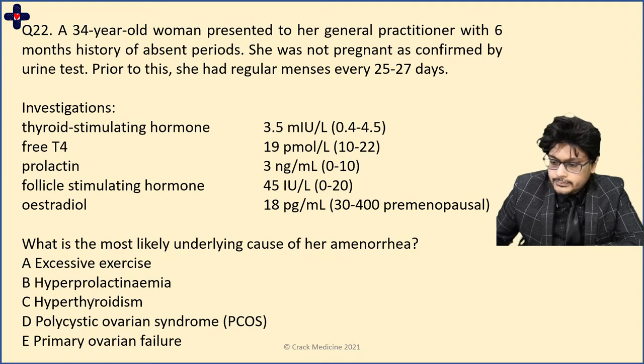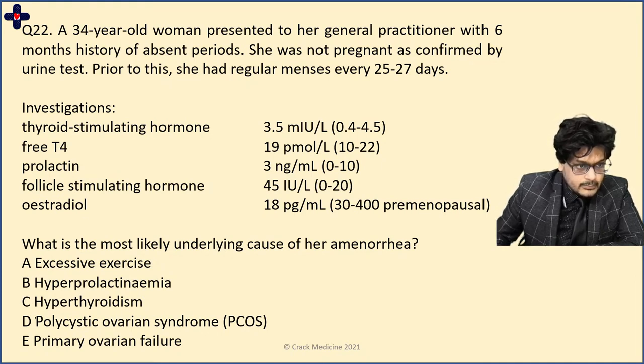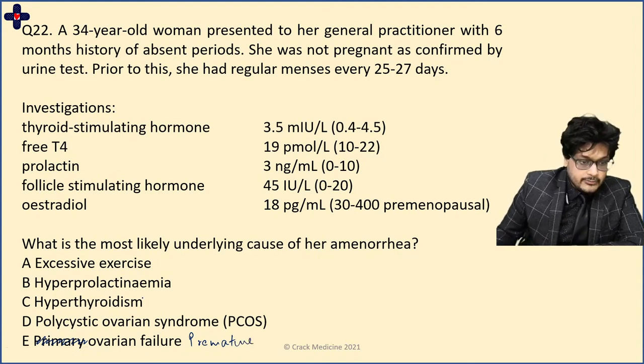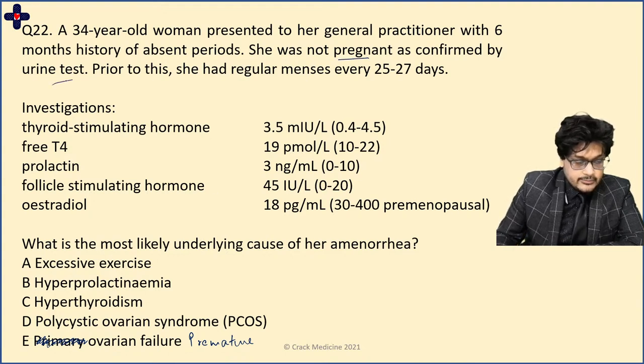Okay, so LH is not given, FSH values are given, which are on the higher end. So this higher FSH value is suggestive of premature ovarian failure. I'm absolutely sorry for that typo over there. So if you want to revise your answers, you are welcome. And the most important one over here is the pregnancy test is confirmed negative by urine test.